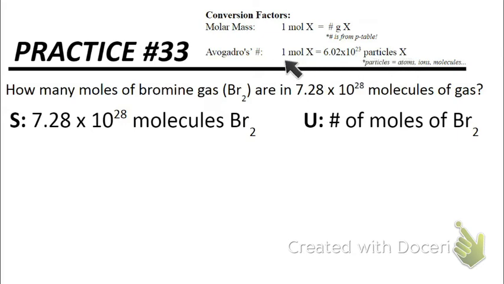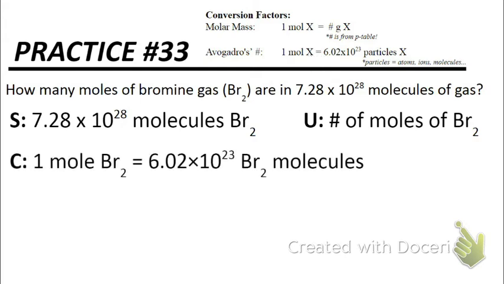Now, the nice thing about Avogadro's conversion factor is that the numbers have already been given to us. All we have to replace is the x, and we're going to replace that with Br2. So this is what our conversion factor looks like. Now that I've got everything set up and ready to go, I can put together my mathematical setup.